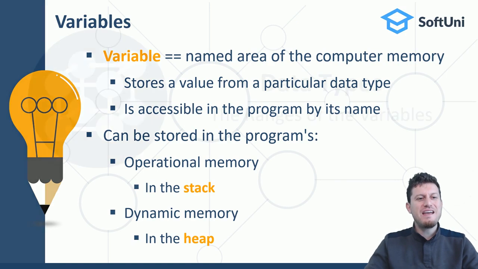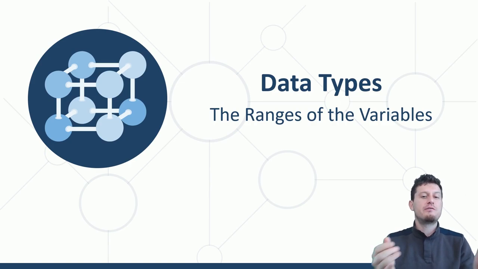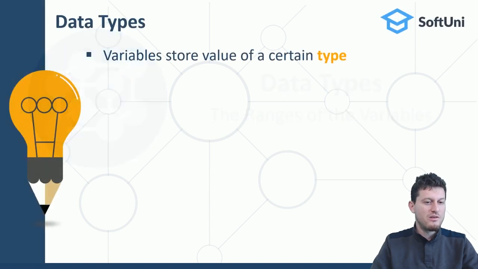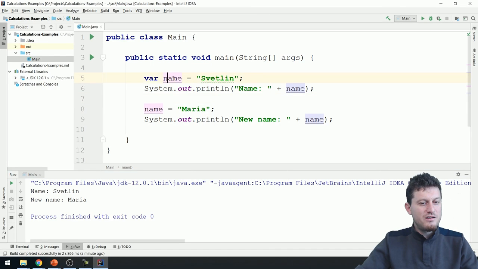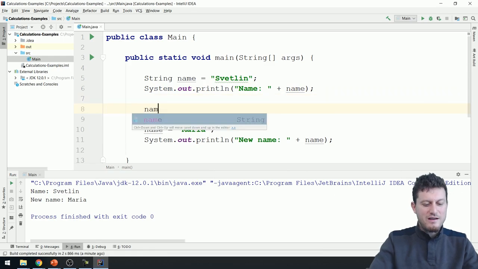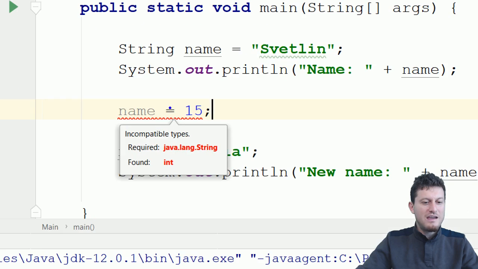Okay, let's go ahead with data types. Data types are, in short, the ranges of the values possible to be assigned to a certain variable. I will give you examples. So the data type variables can store a value of a certain type. For example, here the variable type is string. If I try to assign something like name is 15, this will not compile. It will say, oh, we have incompatible data types.